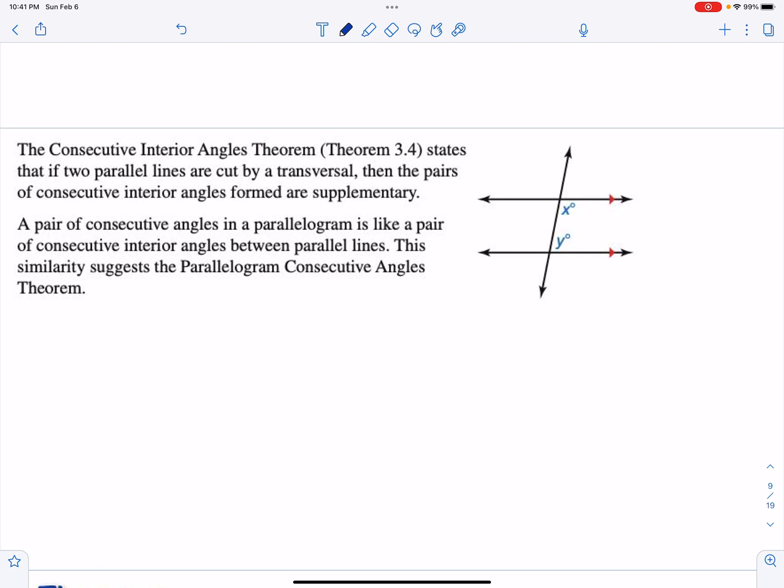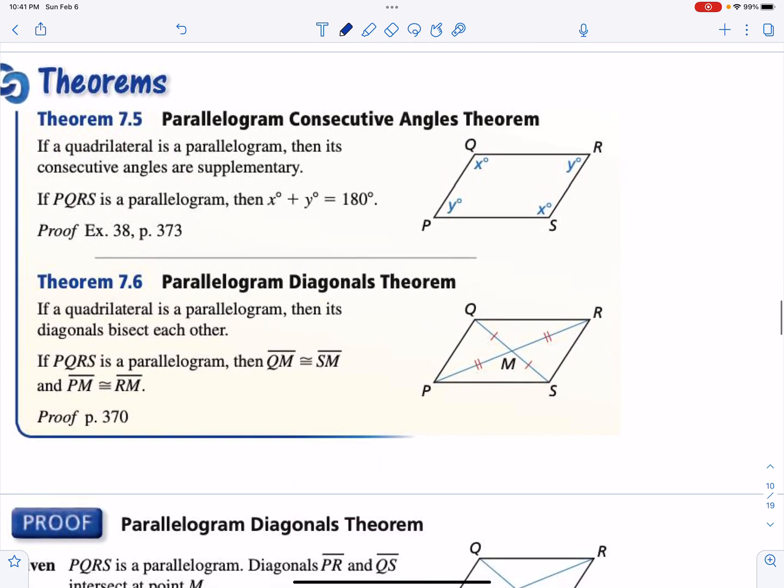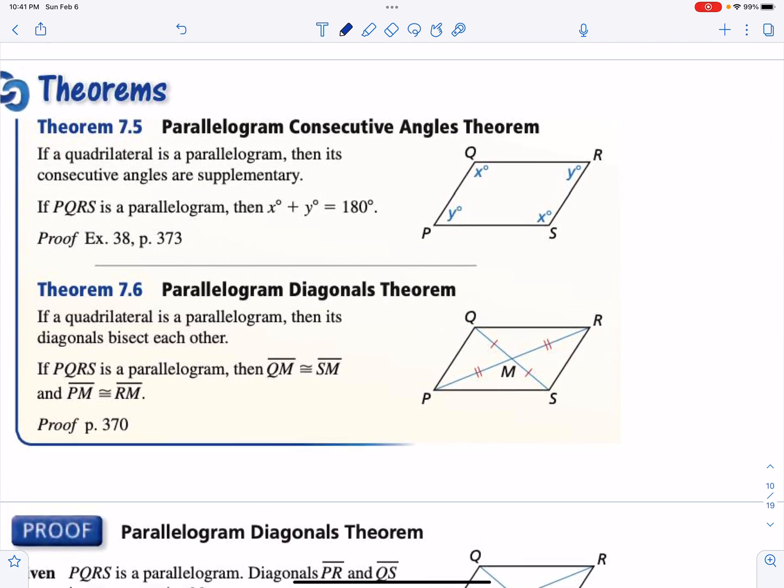Consecutive interior angles we just talked about a little bit ago. We said, again, from chapter 3, consecutive interior angles are supplementary. So we're going to piggyback off of that for theorem 7.5 and say in a parallelogram, if we know these sides are parallel and they're cut by a transversal, and in this case RS is our transversal, we have X and Y are consecutive interior on either side, so we know they have to be supplementary. 7.6, again, you could use any number of things, and we'll prove it here in just a second. But if you have diagonals of a parallelogram, they're actually going to bisect each other.